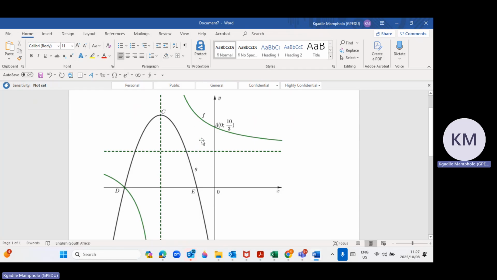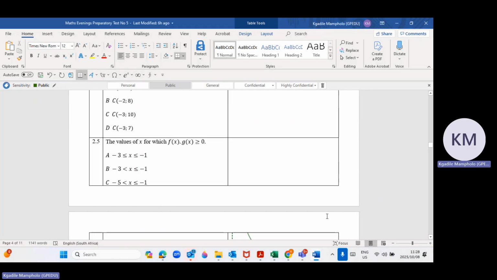Now, we want where both y's will be negative or both of them will be positive. Then the only part where you'll have our solution is between our asymptote and E. Now, if you check in this case, here y of f is positive and y of g is also positive, then you say between -3 and E.